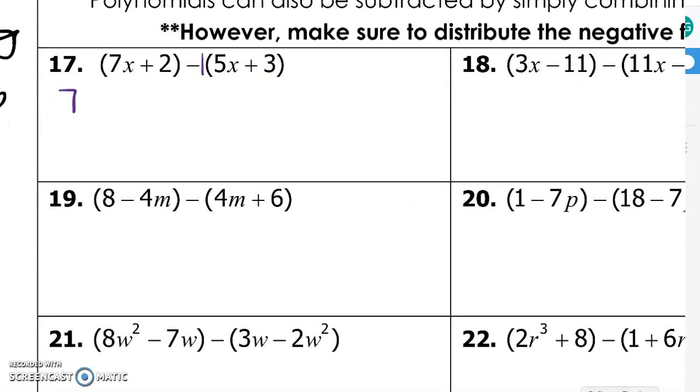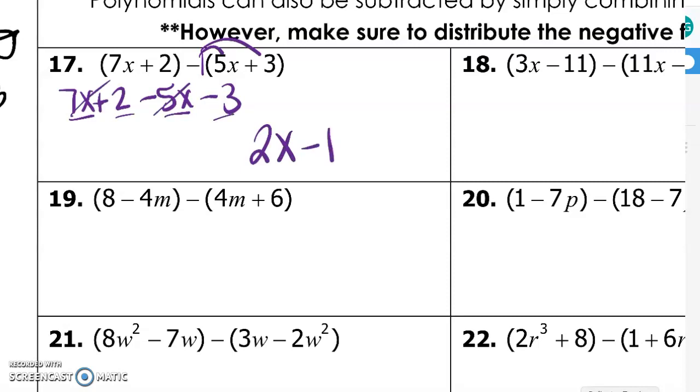So we would have 7x plus 2. That just comes straight down. So your first one doesn't change. This one becomes minus 5x minus 3. Distributing that negative or the negative 1 through there. So now we can do 7 minus 5 to give me 2x. 2 minus 3 to give me negative 1. 2x minus 1.